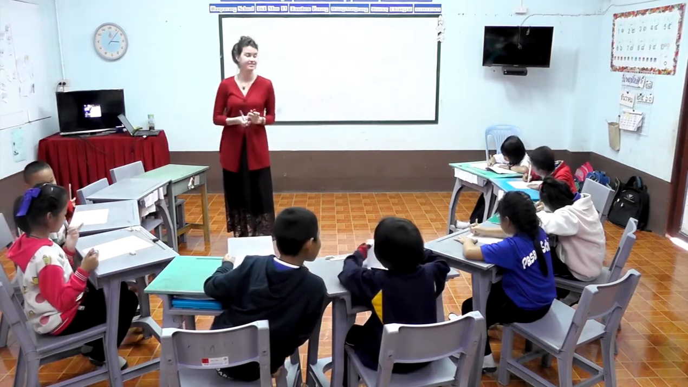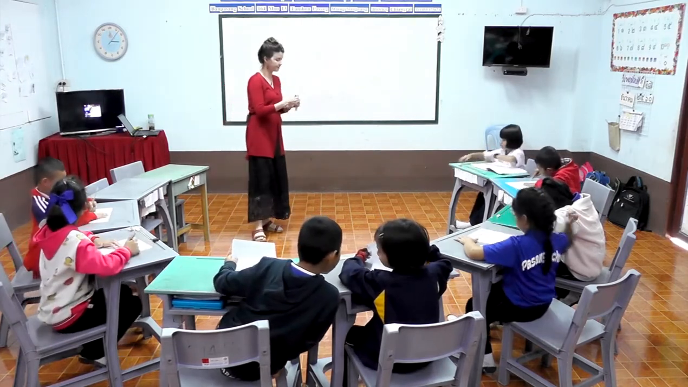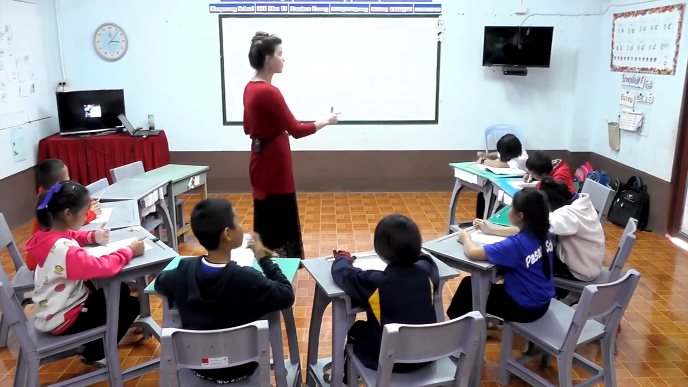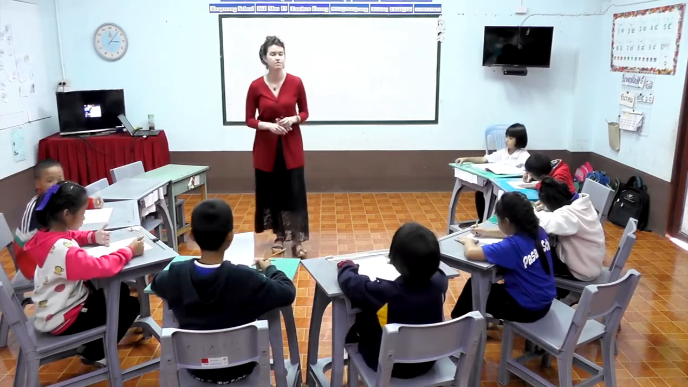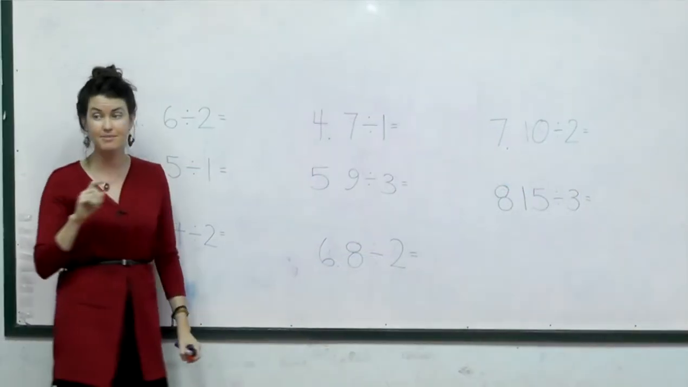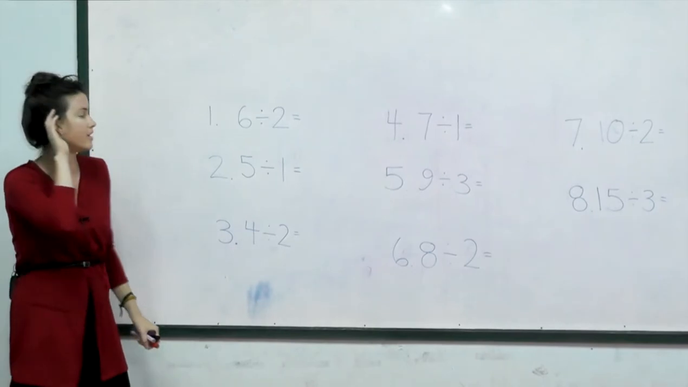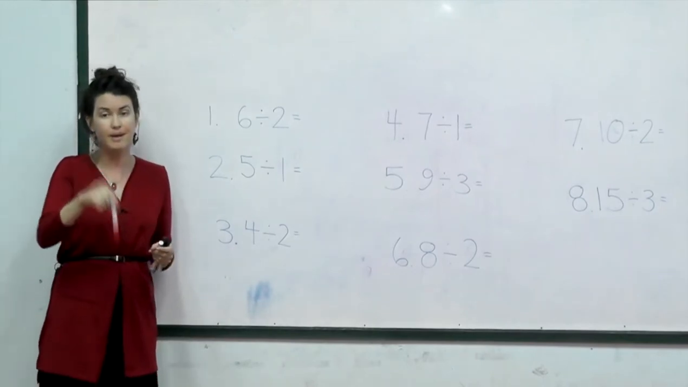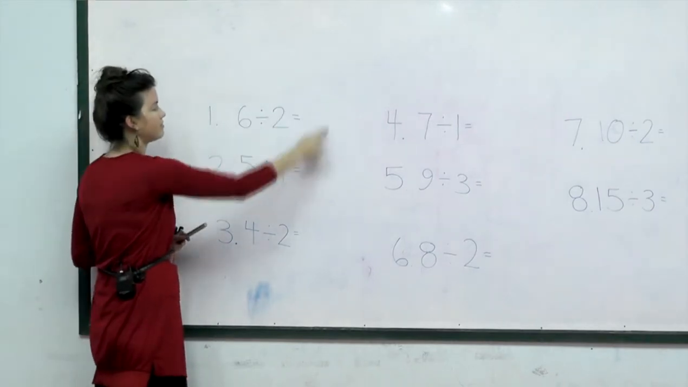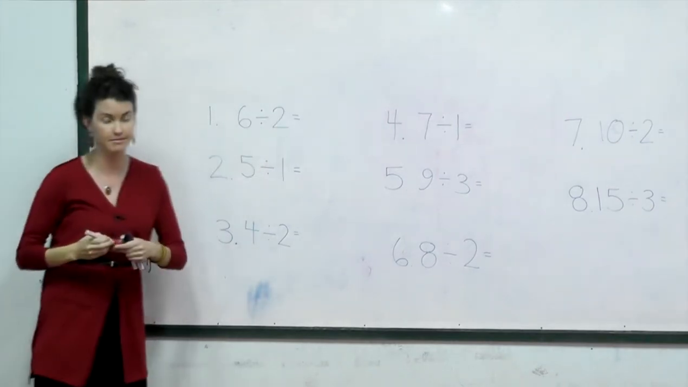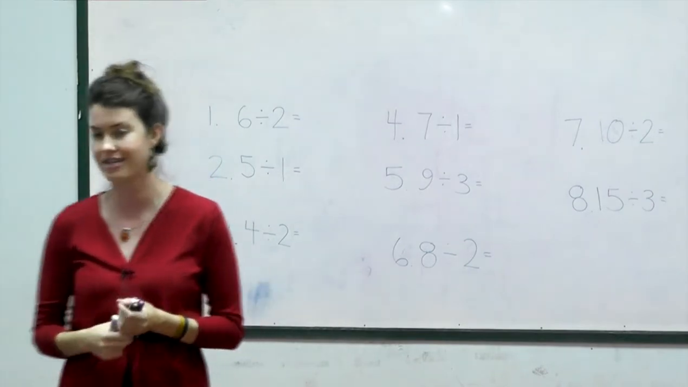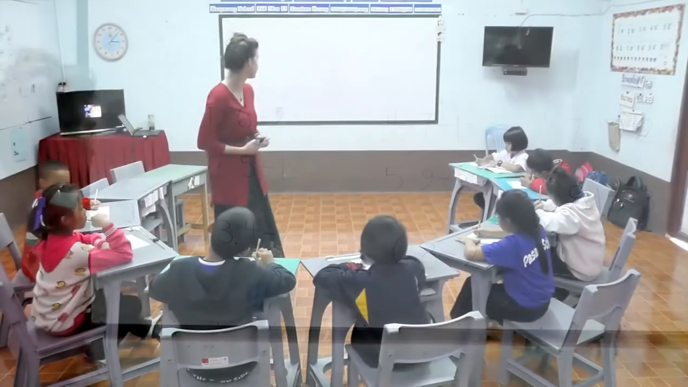Okay. As our friends are finishing up, I'm going to tell everybody a number. You're going to listen for your number, so friends, listen up so you know what to do. And on your paper, you're going to draw a picture of the problem. If you've been drawing some pictures, that's great. You're all ready to go.